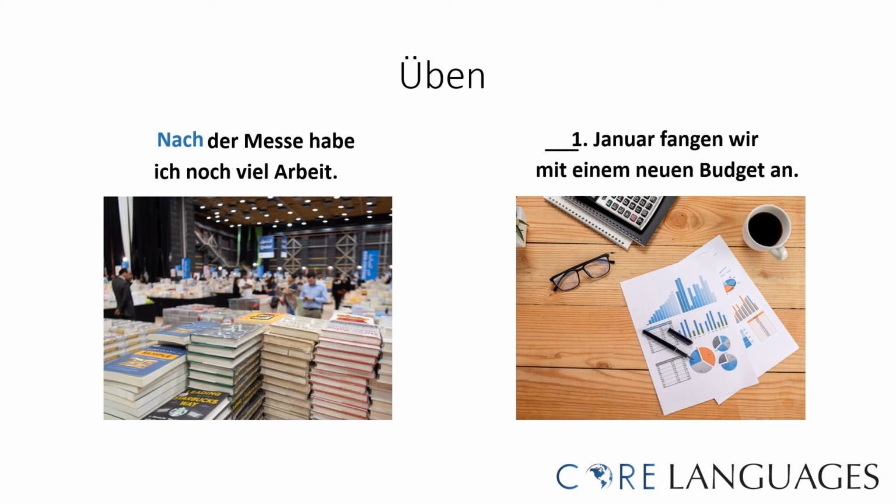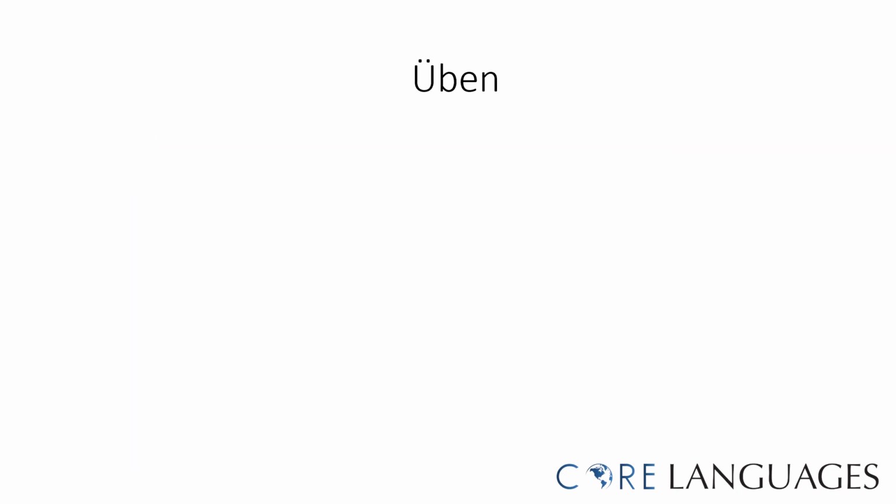1. Januar fangen wir mit einem neuen Budget an. The correct preposition is ab. Ab 1. Januar fangen wir mit einem neuen Budget an. Starting January 1st, we will begin with a new budget. And how about these two examples?